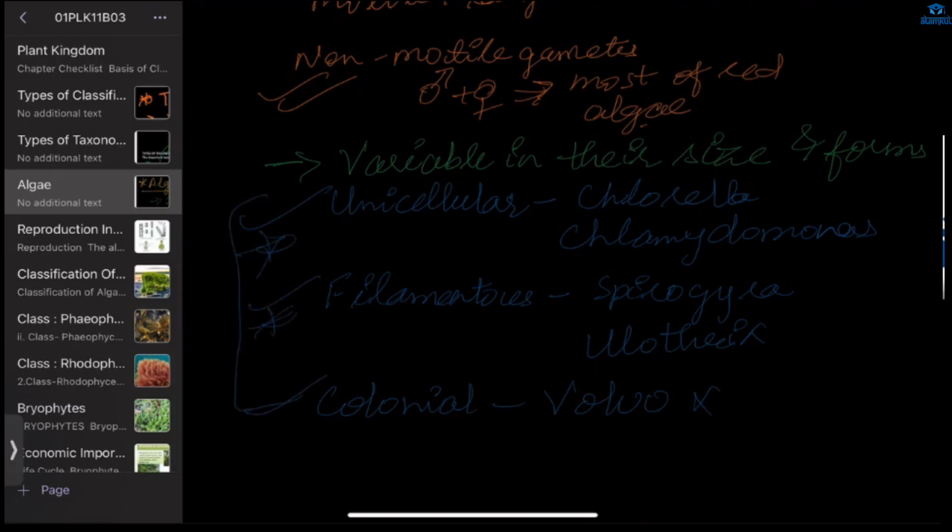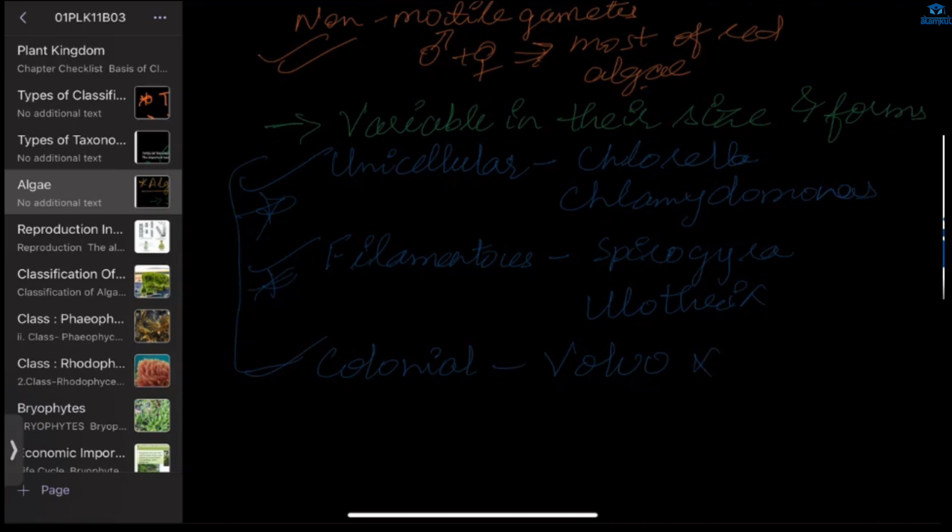कि what are their shapes, and mostly green algae में ज्यादातर की variability देखी जाती है उनके shapes and forms में. Green algae is unicellular also, filamentous also, colonial also. And this example, Chlamydomonas is green algae, Spirogyra and Volvox is also what? Green algae. So most of the green algae have variable shapes and size.